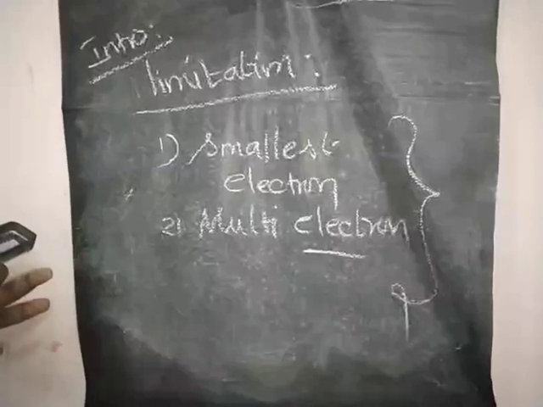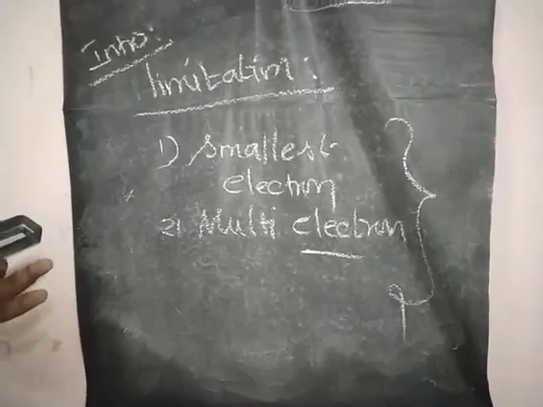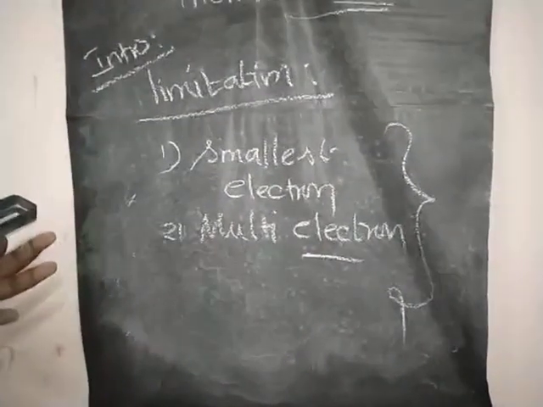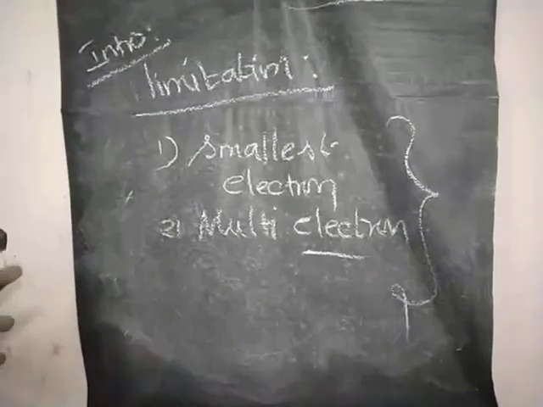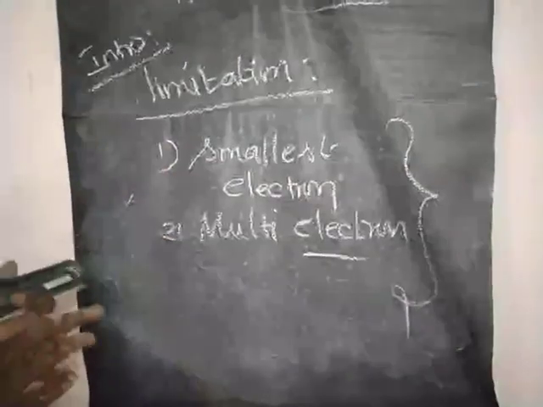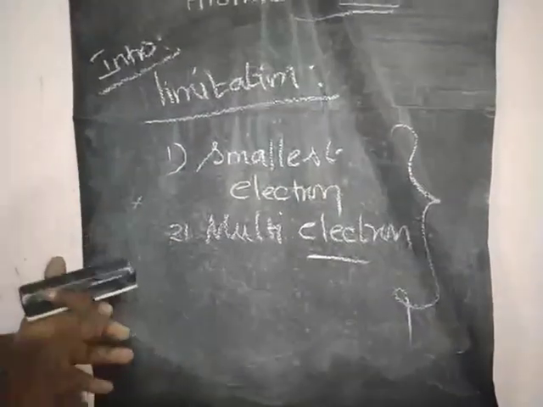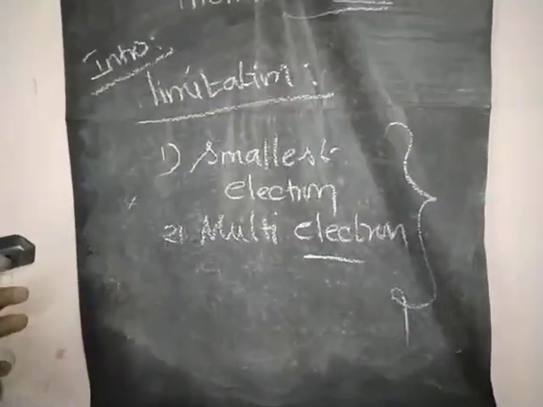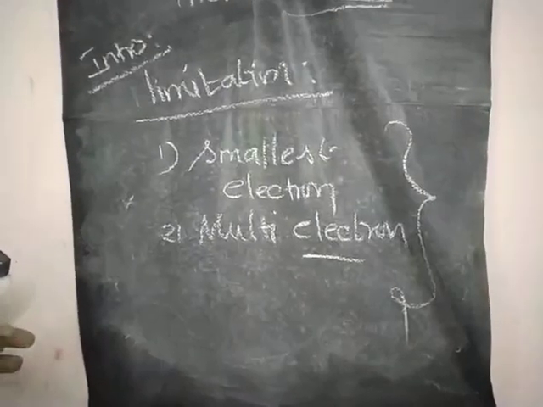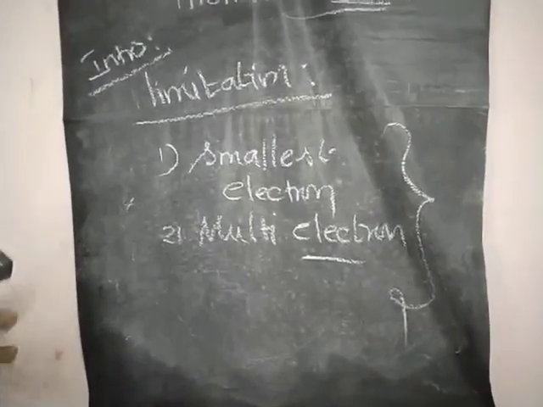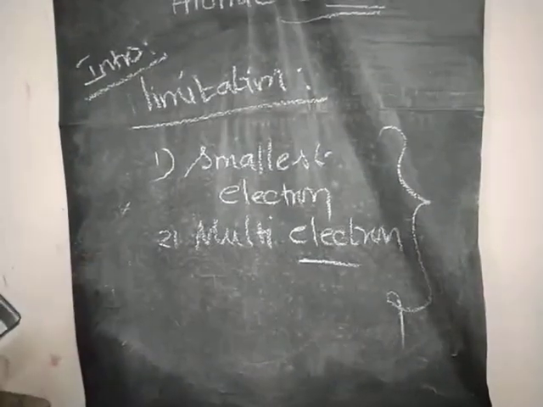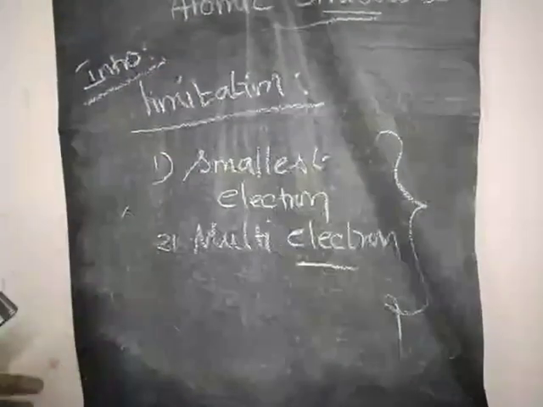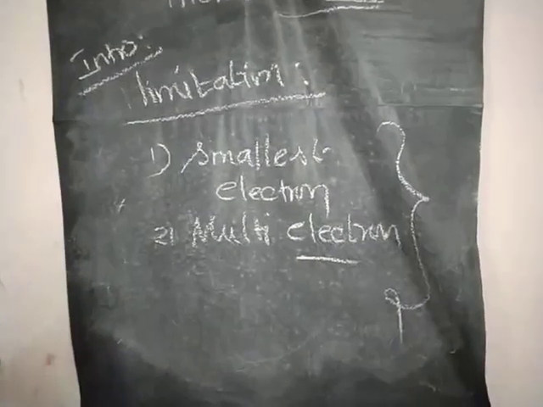So already we have studied two atomic models: one is Dalton's atomic theory, the second is J.J. Thomson's atomic model. In this class, we have learned two more atomic models: third, Rutherford's atomic model, and fourth, Bohr's atomic model. That's all, this topic is over. Next class, we will see the remaining part.